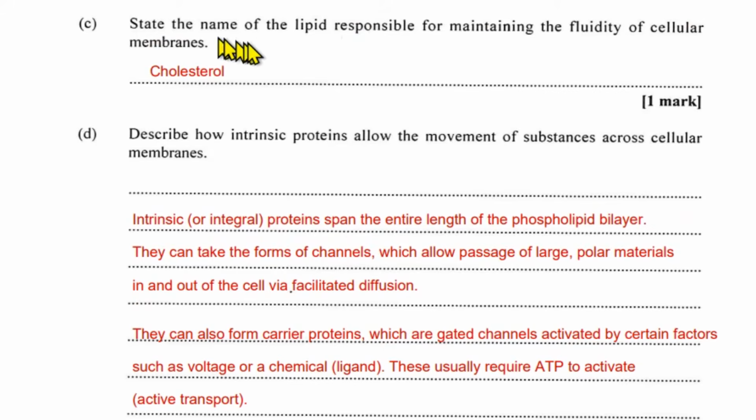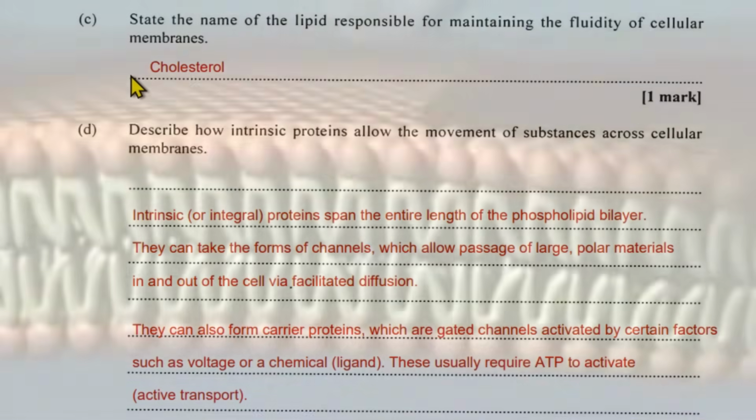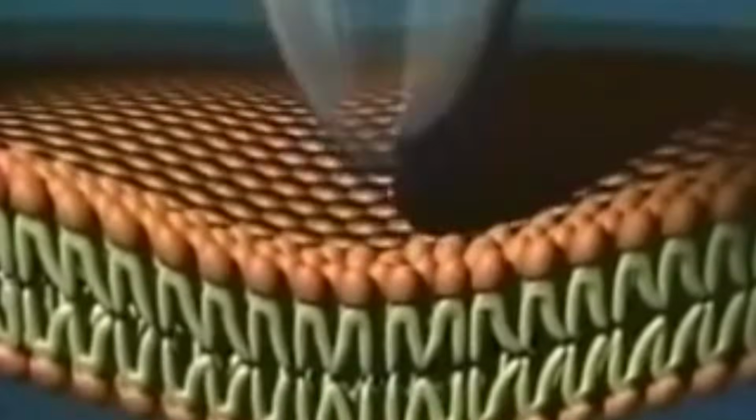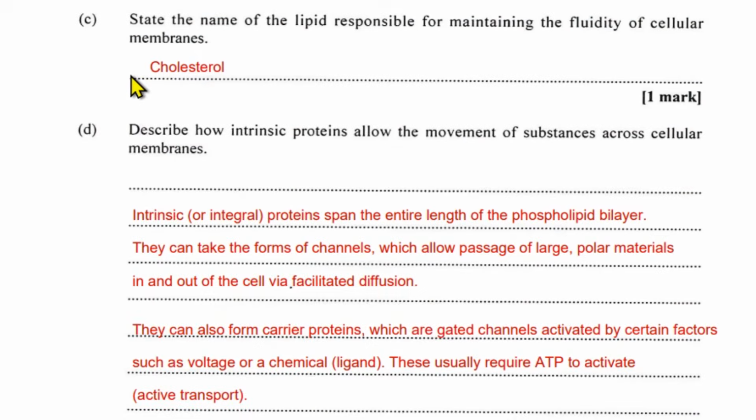C. State the name of the lipid responsible for maintaining the fluidity of cellular membranes. That lipid is called cholesterol. So what the cholesterol does is that it maintains the fluidity but also the rigidity of the bilayer. Let's say for example that in a very cold temperature those phospholipids tend to bunch up together, right? They tend to get too close.